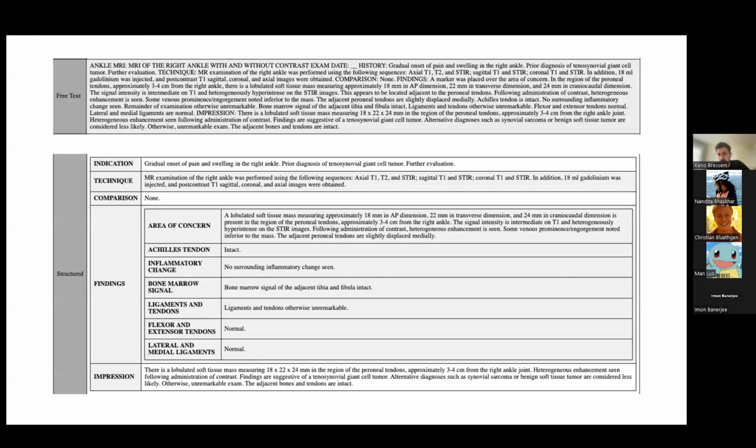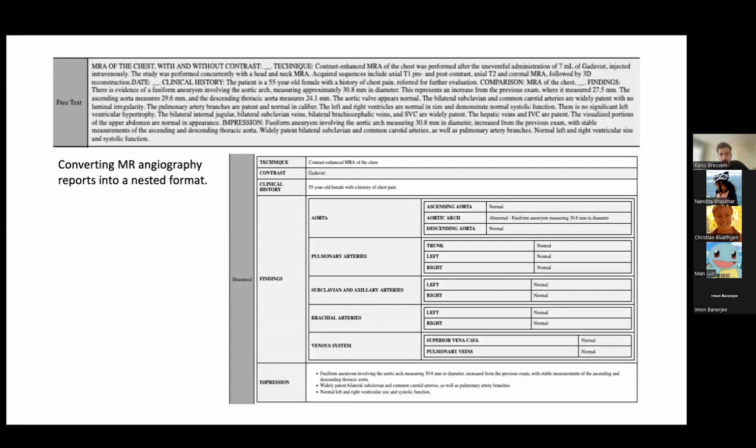And I made some examples of that. So at the top, you see an ankle MRI. This is a straightforward examination, several things to look at, and it's not too nested. So you can see GPT extracted all information very consistently. So it got indication right, technique, and then everything about the areas like inflammatory changes, bone marrow signal, it put into the correct spot. It could also deal with more complex reports.